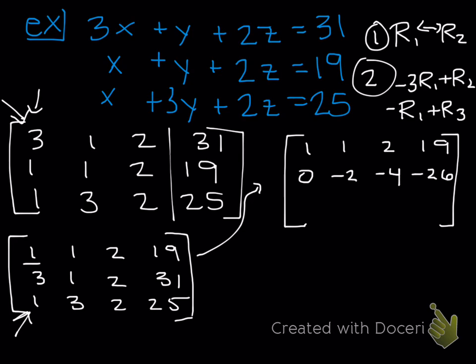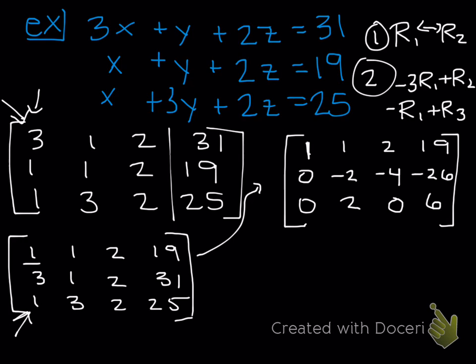Okay. Now I'm going to go through and multiply row 1 by negative 1 and add it to row 3. As you can see, these two operations are not dependent on one another. So -1 plus 1 is 0. -1 plus 3 is 2. -2 plus 2 is 0. And then -19 plus 25 is 6. So we're off to a good start.